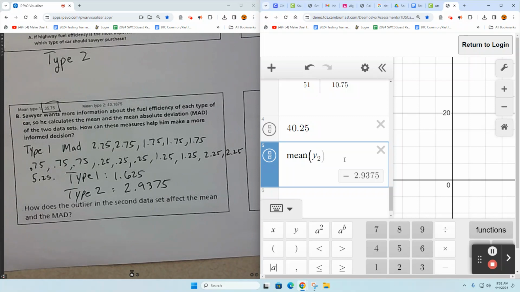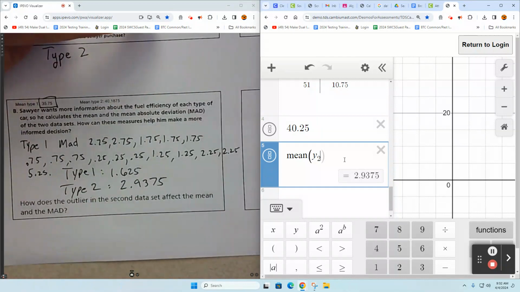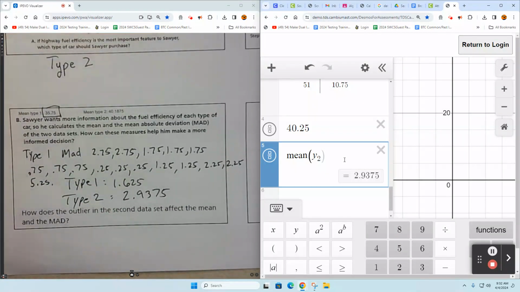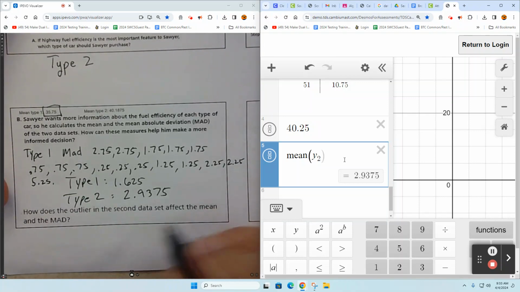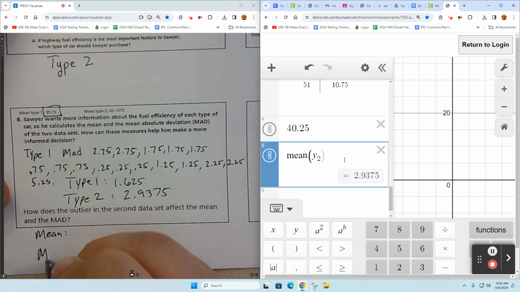Now remember, we're talking about the distance you are from the average. Okay. So how does the outlier in the second data, this 51 up here, affect the mean, and how does it affect the MAD? Let's split this up into two questions. How does that outlier affect the mean?